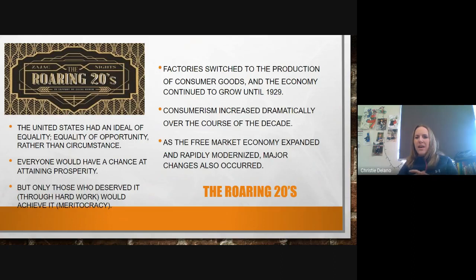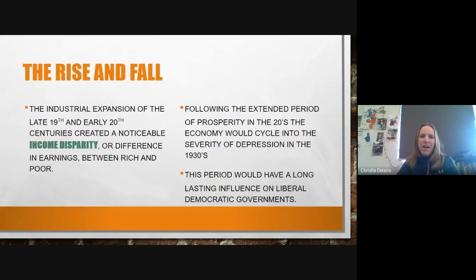We see the dramatic increase of consumerism, right? The people buying consumer products, not only their needs, but also their wants. And as a result, this free market economy is expanding rapidly. It's modernizing rapidly, and major changes are occurring. But this isn't going to be sustainable.